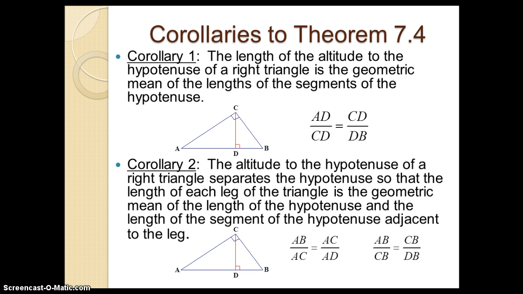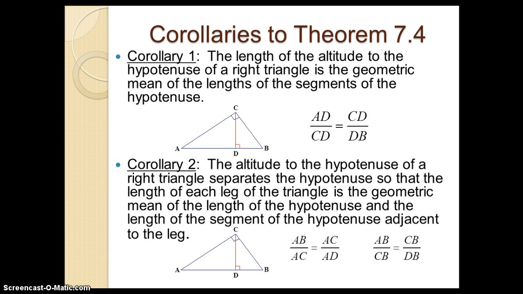So, what it's saying is the altitude CD is the geometric mean of the two pieces of the hypotenuse, AD and DB. So you can see how it's written in our fraction. To find the altitude, as long as we know the two segments of the hypotenuse, we can find the length of the altitude.